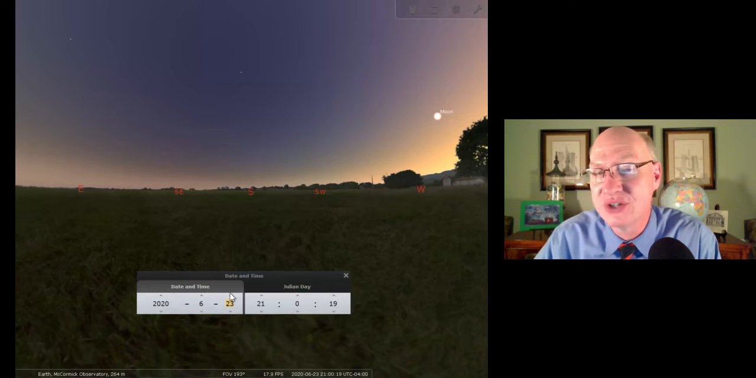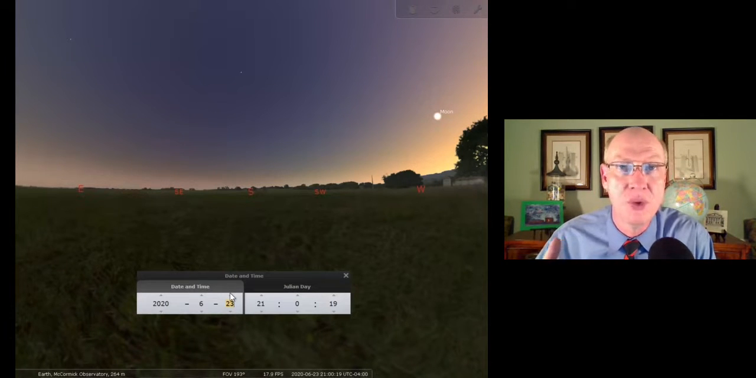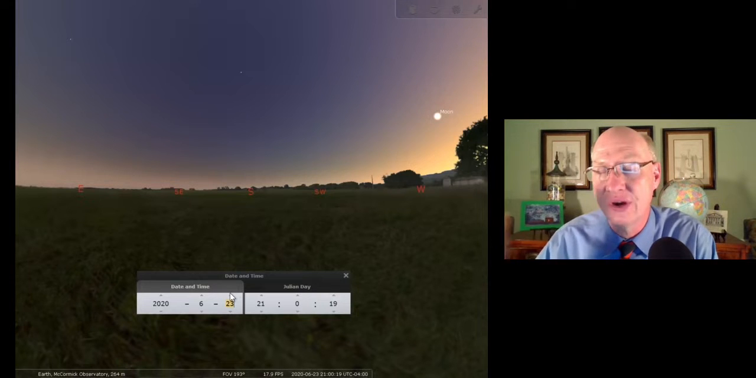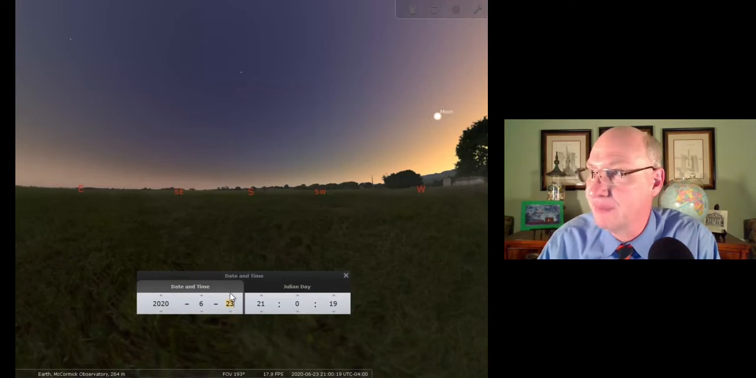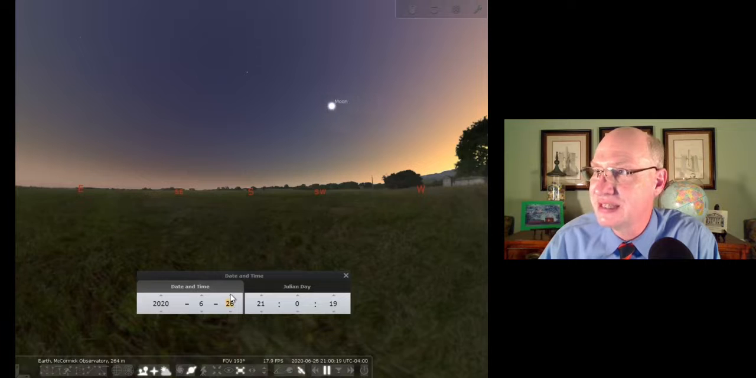I'm hoping you answered that it was waxing crescent, because this is the 23rd, and the moon was new on the 21st, so on the 23rd the moon is a waxing crescent. Here's the moon on the 24th, the 25th, the 26th, the 27th, the 28th.